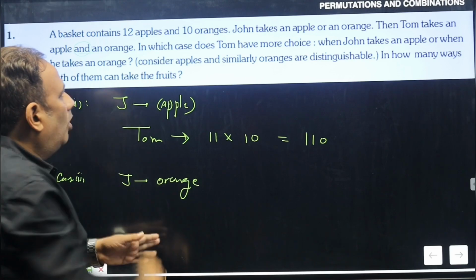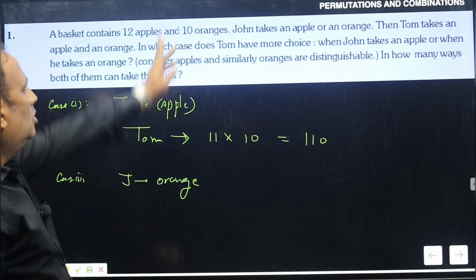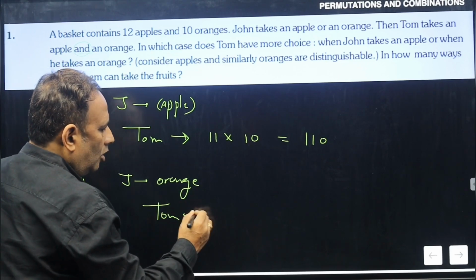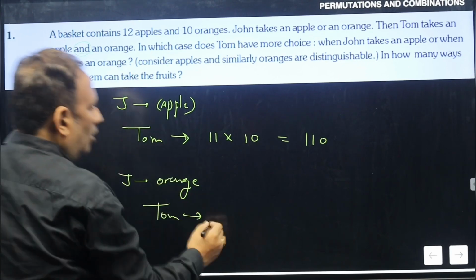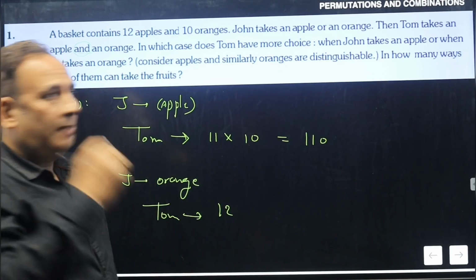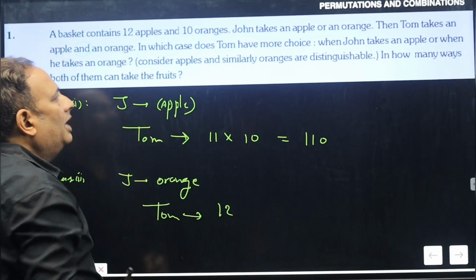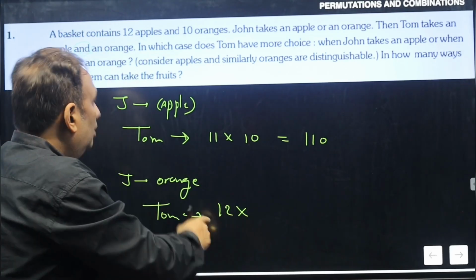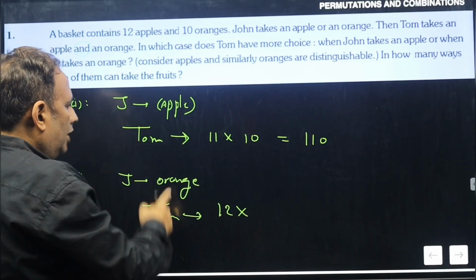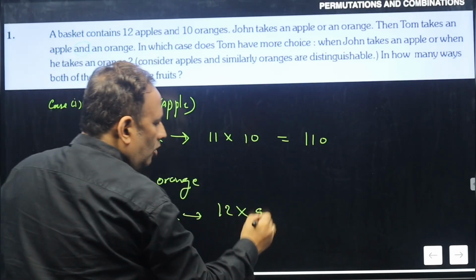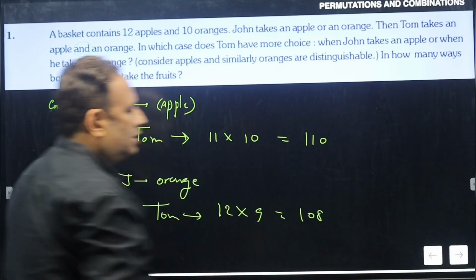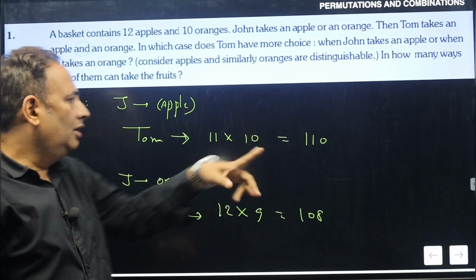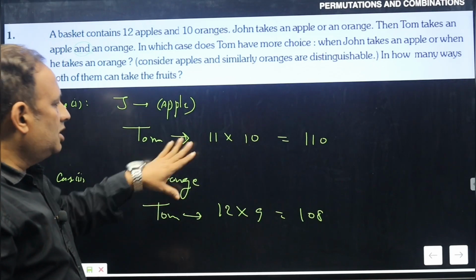Now, if John took one of the oranges, how many choices does Tom have for apples? Tom has 12 options for apples. 12 ways he can opt any one of the apples, and here it means all 12 apples are different. That is also the point. And for oranges, as one orange is already selected, 9 oranges will be left. So 12 into 9 is 108. In this way, by using the fundamental multiplication rule, which we have discussed earlier, we get the choices for Tom.